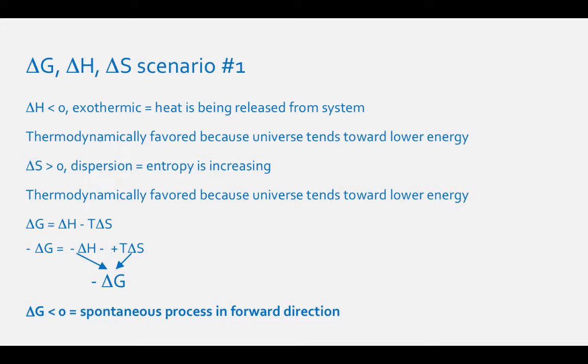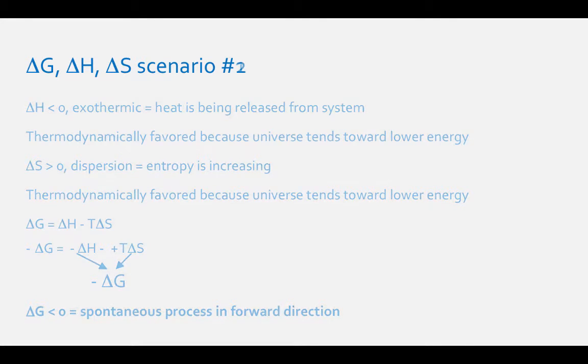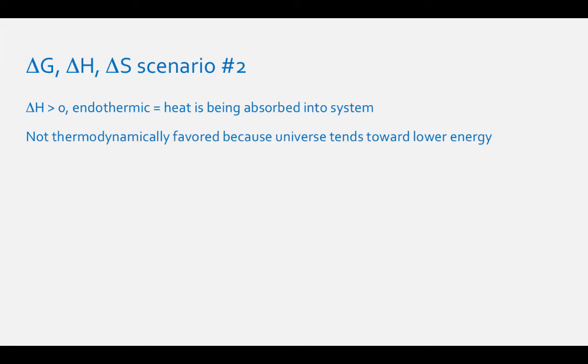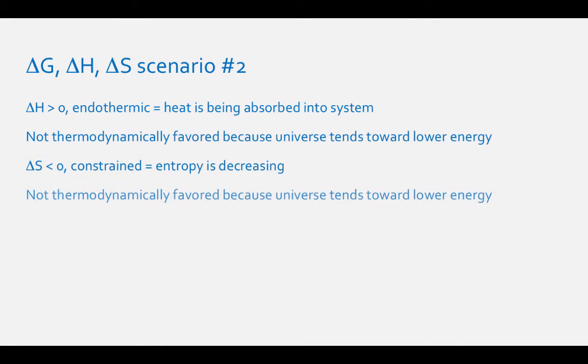Let's investigate this equation using the opposite scenario. If delta H is positive, this indicates an endothermic reaction, and heat is being absorbed into the system. Since the universe always tends toward lower energy, if the system is absorbing heat, this is not thermodynamically favored. If delta S is negative, this means that the energy is becoming more constrained, and the entropy of the system decreases. Again, this is not thermodynamically favored.